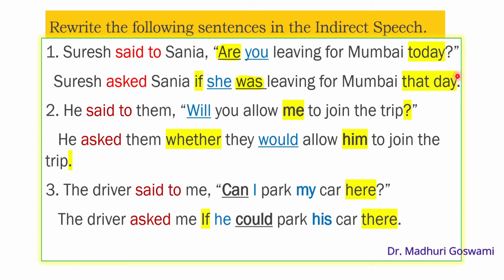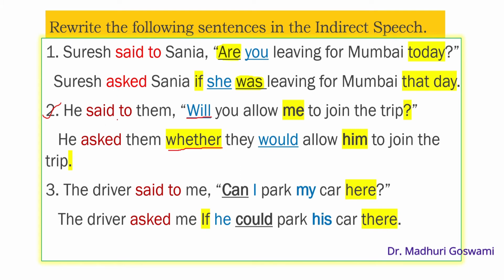So I hope it's crystal clear what are the changes which we are supposed to make in this first sentence. Now let's take up the second sentence. He said to them, "Will you allow me to join the trip?" Again, this is a question that begins with a helping verb. So we will use the conjunction word if or whether to join these two clauses. He asked them. Said to becomes asked. And then we use this conjunction whether. We can also use here the conjunction word if.